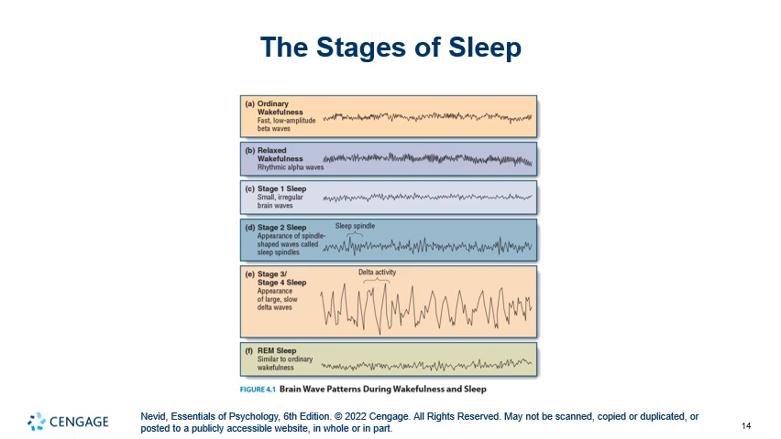During stage 3, delta waves are predominant. This stage is also known as slow wave sleep. During REM sleep, your brain waves mirror those during wakefulness, indicating an active brain state during dreaming.